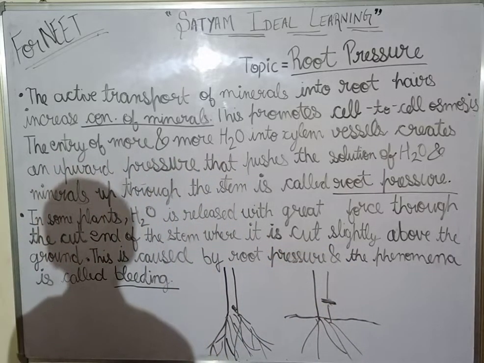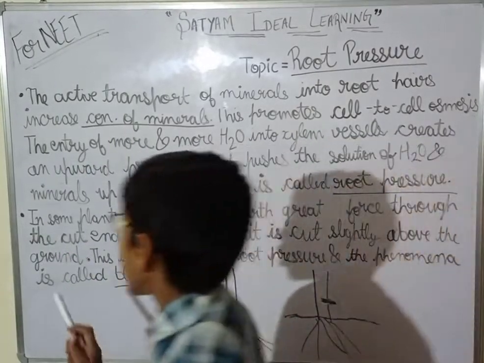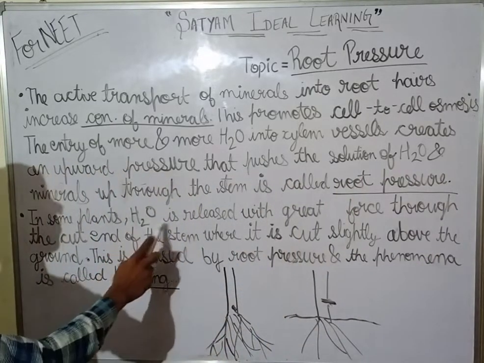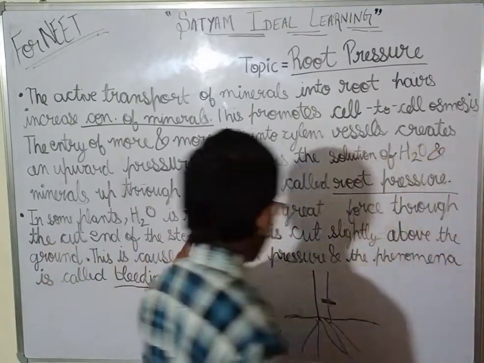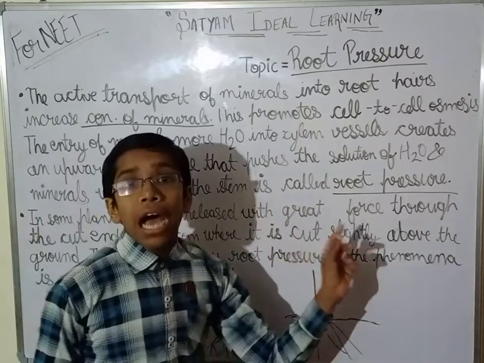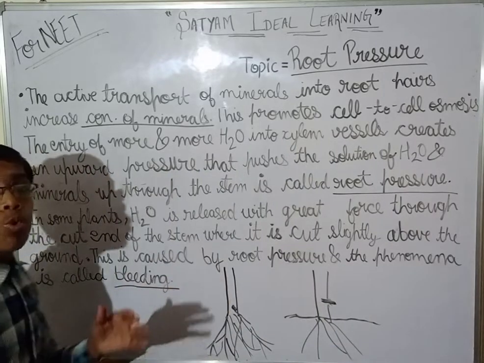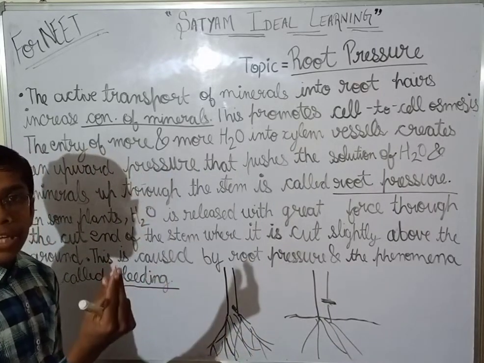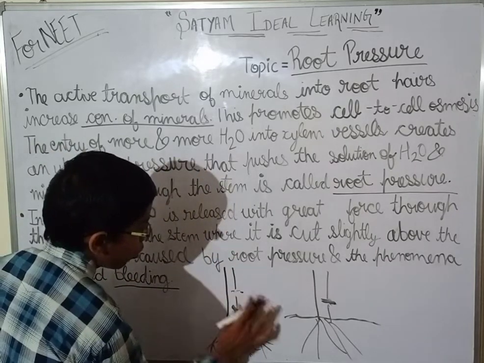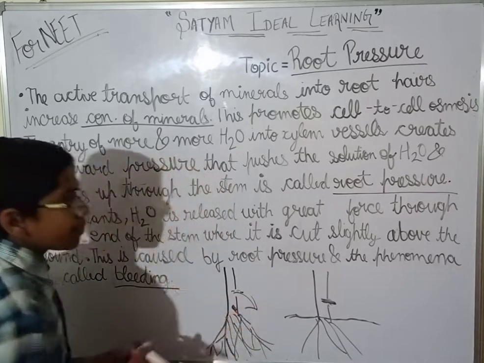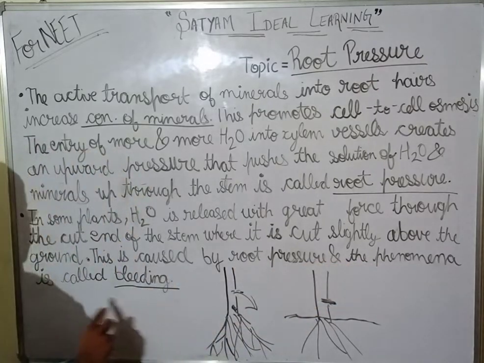You have to remember this thing also. Sorry, I had not told you before. In some plants, H2O is released with greater force through the cut end of the stem when it is cut slightly above the ground level. This is caused by root pressure. Root pressure is occurring and the water is coming, and when you cut here, the water will come outside. So this is caused by root pressure and the phenomenon is called bleeding.